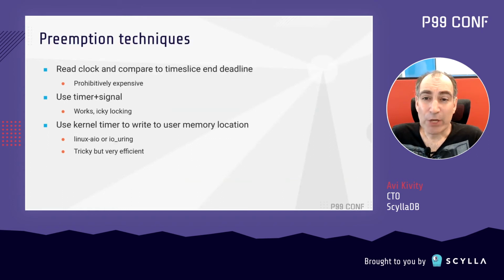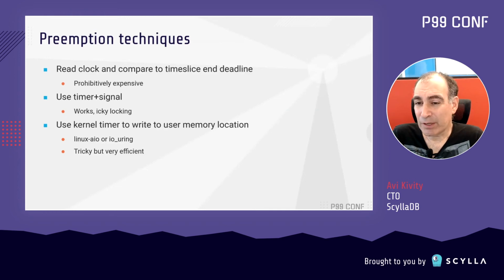I mentioned the preemption. So in a thread-based system, preemption is easy. You don't need to do anything. The kernel will just pick a thread, put it to sleep, and execute another thread in its place. But when you have just one thread per core, you need to do the preemption yourself. So the simple but expensive technique is to just read the clock each time you have a possible preemption point, compare it to the deadline, and if it has passed, then give up your control of the core. But as I said, it's quite expensive. Reading a clock is a slow operation.